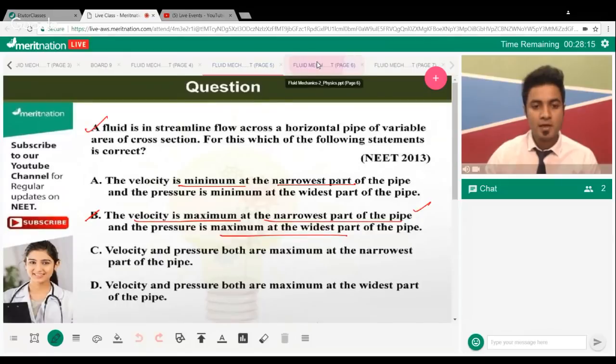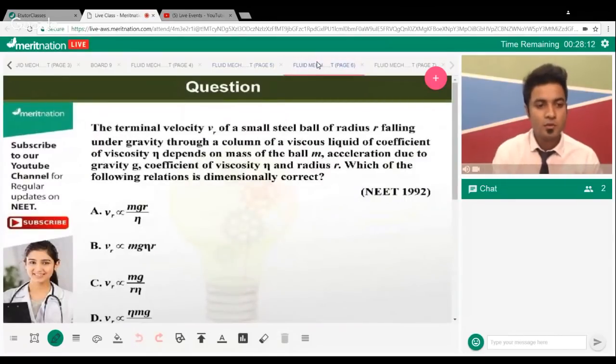So I guess I have only the last question remaining here. Guys, this is a very important topic, Stokes law and terminal velocity. You might get a numerical on this one as well. So, the terminal velocity v_T of a small steel ball of radius r falling under gravity through a column of viscous liquid of coefficient of viscosity eta depends on the mass of the ball m, acceleration due to gravity g, the coefficient of viscosity eta, and the radius r.